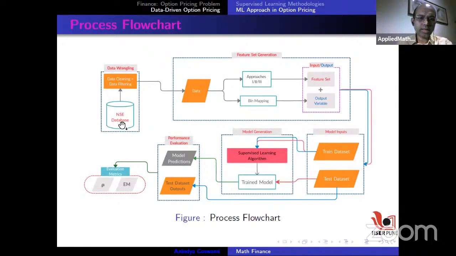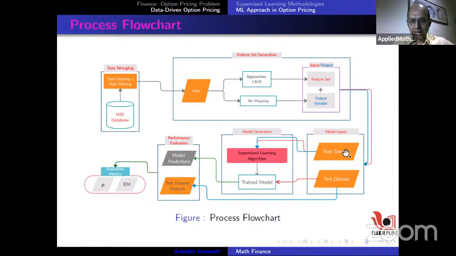The database is NSE, the National Stock Exchange, and then we cleaned the data, and we have 3 different approaches, 3 different models we trained so that we can compare. The 3 different approaches are giving us 3 different kinds of input. For every approach, we get input from here and output after bin mapping. So we have this input and output.